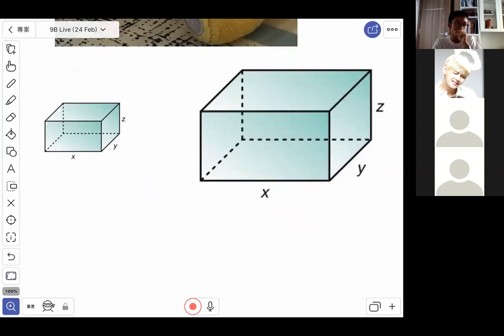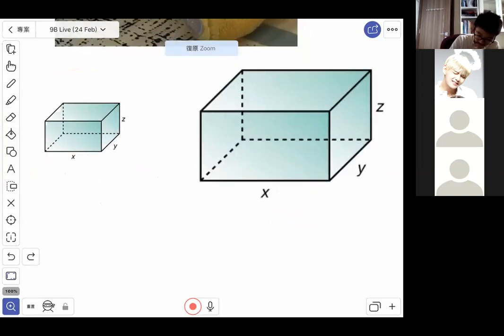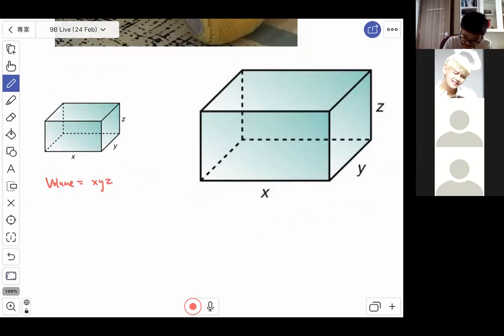Okay, I'll use another example to talk about the volume ratio. Let's say for the left figure, I have the volume to be x, y, z, agree? And then on the right hand side, if I say that these two are similar, what's meant by similar? It means that for each length, the ratio is the same.